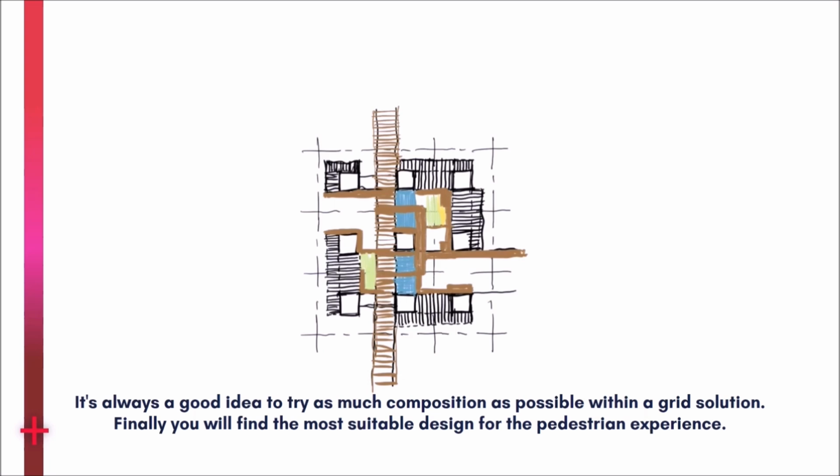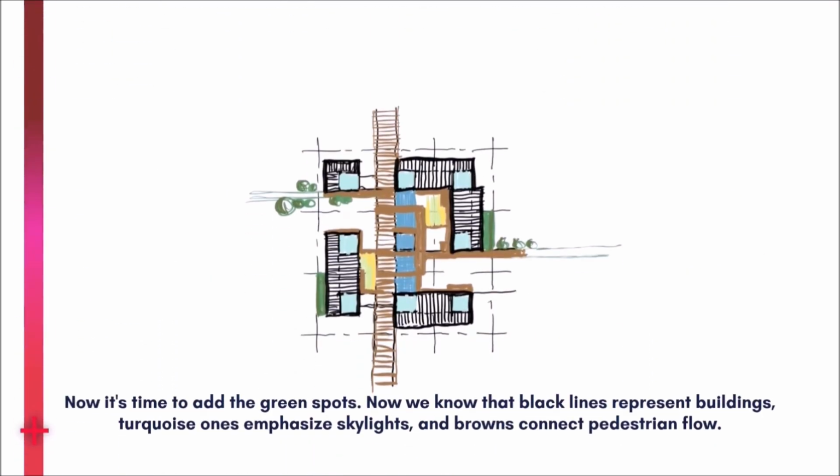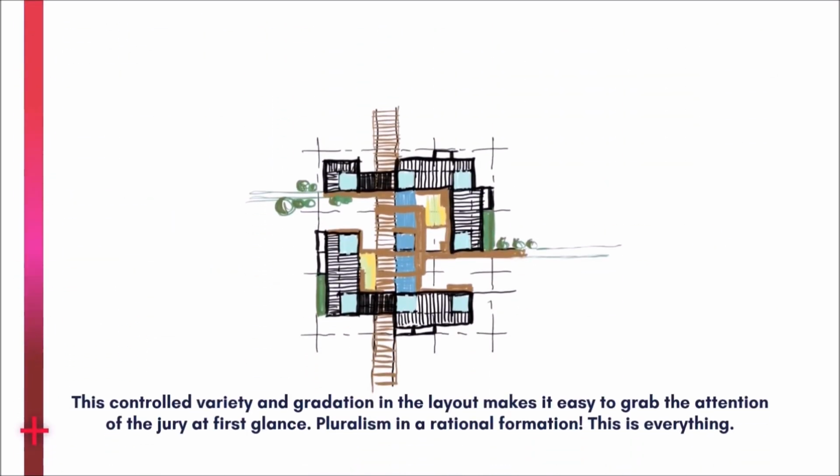Now it's time to add the green spots. Now we know that black lines represent buildings. Turquoise ones emphasize skylights and browns connect pedestrian flow. This controlled variety and gradation in the layout makes it easy to grab the attention of the jury at first glance. Pluralism in irrational formation. This is everything. Now watch the sketching video and practice.